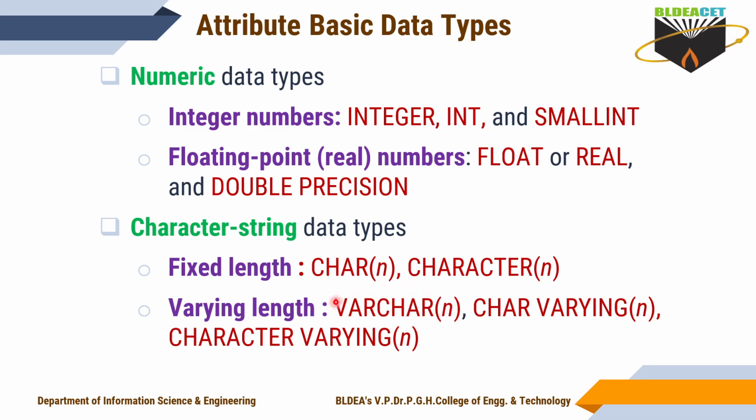So what happens here? In that situation, for that attribute type, you can take the data type as varchar n, char varying n or character varying n. This n is the maximum limit of the varchar values here. If I take 20, it holds up to 20 characters. So it is the maximum; minimum you can take from 1 to any number. Same thing here also, n is the maximum characters.